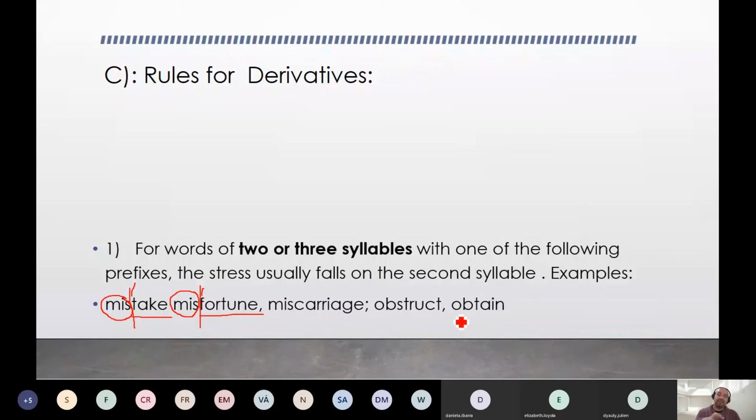It's not the prefix, the one which is stressed, the most prominent syllable, but the first syllable of the noun or the root, so to speak.